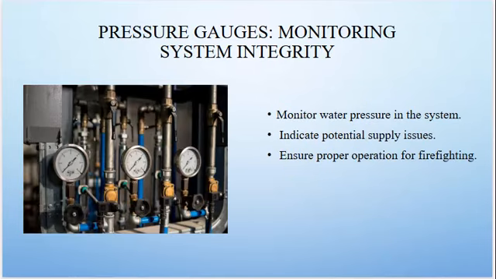Pressure gauges, monitoring system integrity. Pressure gauges are essential for monitoring the water pressure within the sprinkler system. They provide critical data that can indicate potential supply issues or system malfunctions. Maintaining proper pressure is vital for the effective operation of fire sprinklers. Regular checks of pressure gauges help ensure the system is ready for emergencies. Understanding pressure readings is crucial for all personnel involved in fire safety.